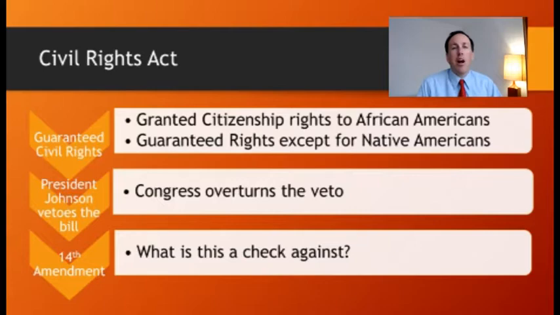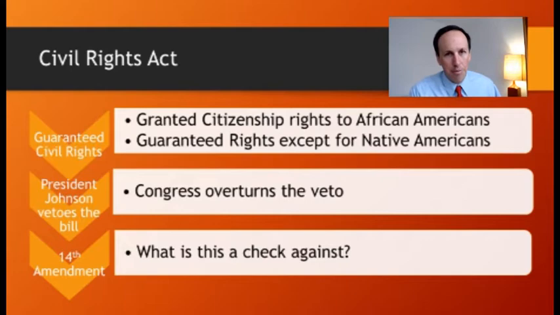So they overturn the president's veto. And then just to make sure that there's no discrepancy, no repercussion from the court, they pass the 14th Amendment. That's game over. That's checkmate. Okay? That's the Civil Rights Act. Despite the fact that they passed the Civil Rights Act and the 14th Amendment, there's still going to be injustice and inequality up until they pass the next Civil Rights Act, what we think of as the Civil Rights Act, in 1964.